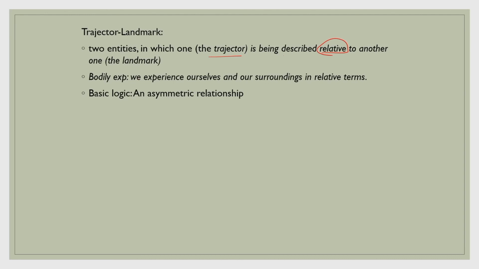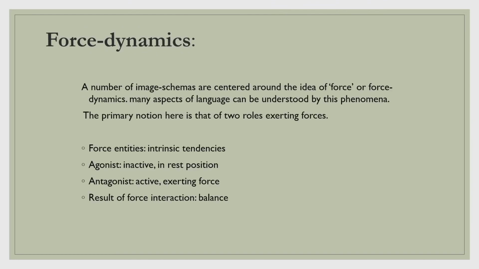We experience ourselves and our surroundings in relative terms. Right now I am in this room, after some time I might be outside the room, I might be standing in front of a building and so on and so forth. So, this is a very basic personal human lived experience, and this is an asymmetric relationship. We always talk about the trajectory in terms of the landmark and not the other way around. The ceiling fan is hanging from the ceiling, but we never say the ceiling is above the fan. So, this is an asymmetric relationship.